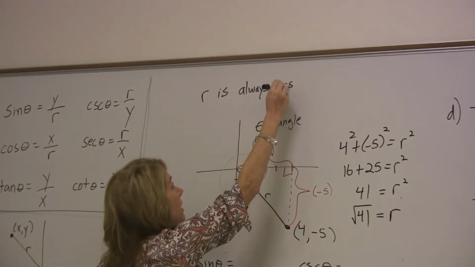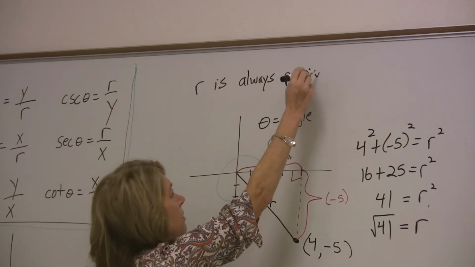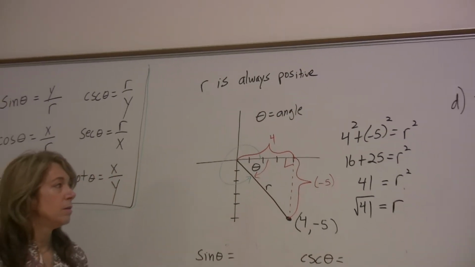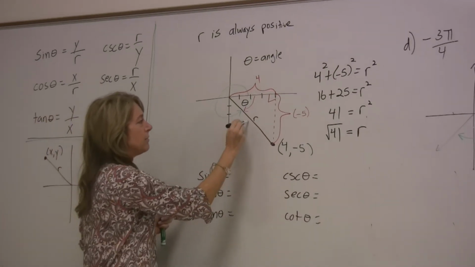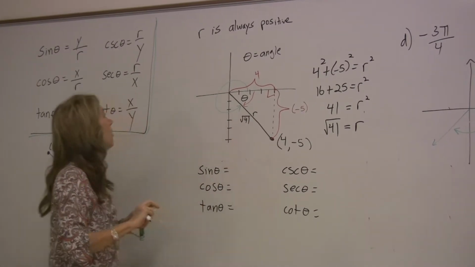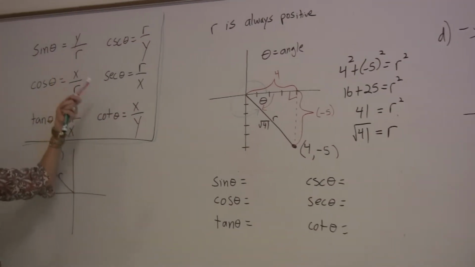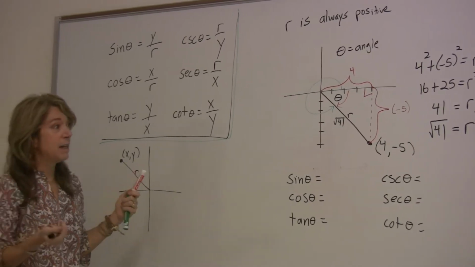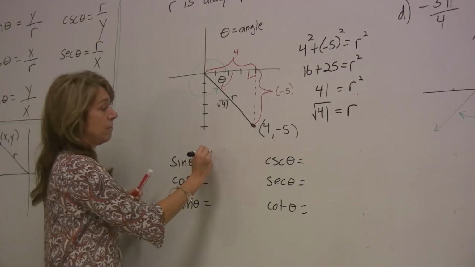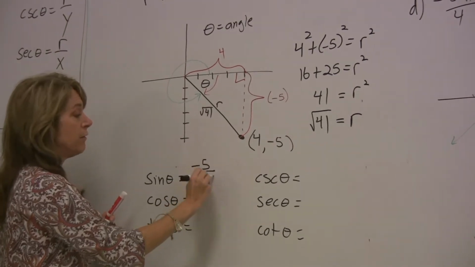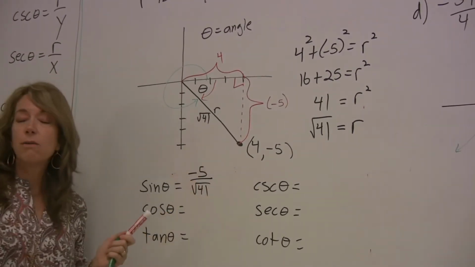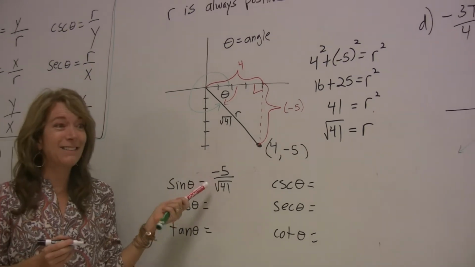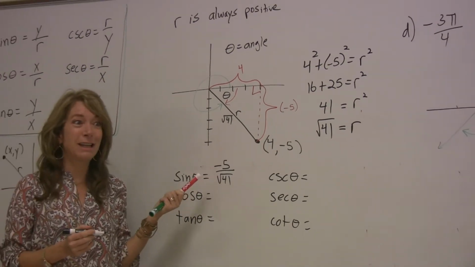Because you can't really talk about is it up or down or right or left, because it looks like it's up. So now that we know r is square root of 41, as long as we have an x, a y, or an r, I can do all of these. So the sine is -5 over root 41. If you want to practice rationalizing denominators, we'll do that later. Right now, just go ahead and leave it like this. I'm more worried about the trig than the algebra right now.